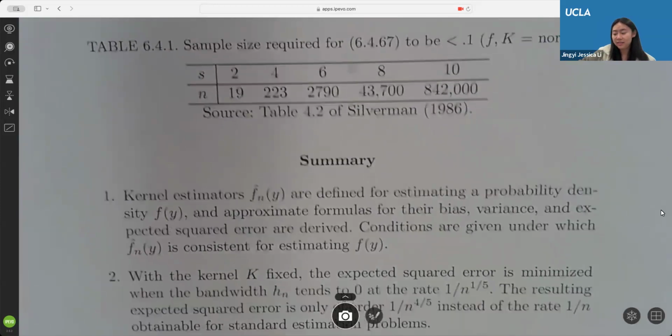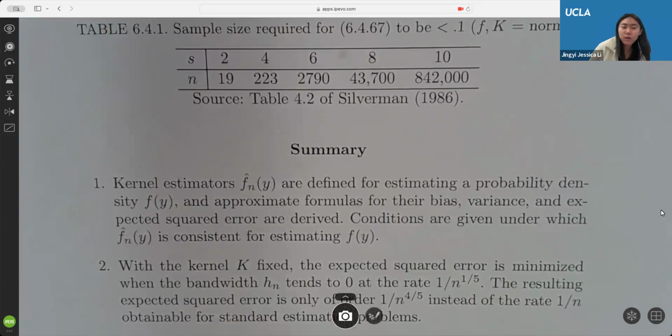Okay, so that is kernel density estimation. Do we have any questions before we move on to our next topic?